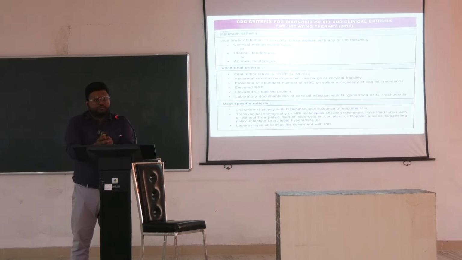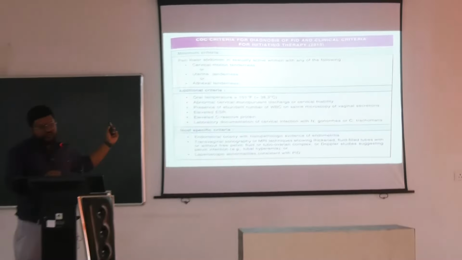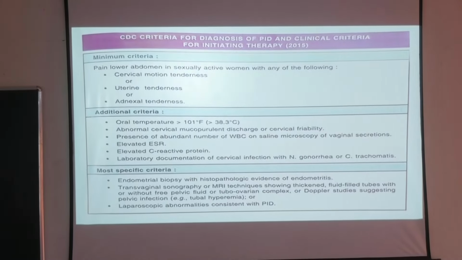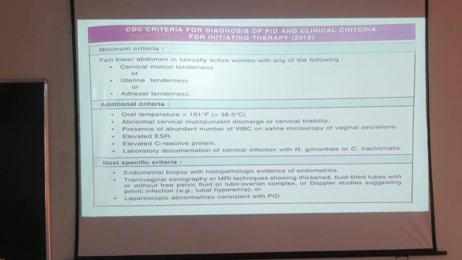You'll have a USG. For any lower abdominal pain, the clinician prescribes a USG, right? So what will I find on ultrasound? These things are important. Thick fluid-filled tubes. The tubes are filled with pus, basically, pyosalpinx, okay? Fluid-filled tubes, free fluid in the pouch of Douglas, and tubo-ovarian complex, meaning a mass in the adnexa.